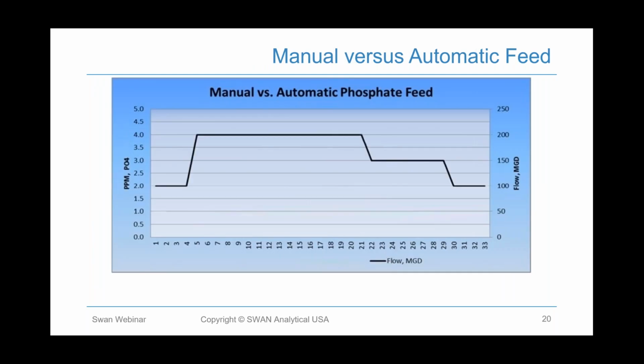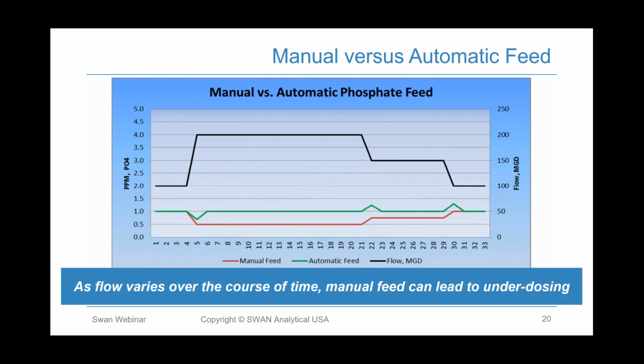So here's the flow in our plant as the day goes along. This is the line showing manual feed. So you can see as the flow goes up and we're in manual mode, our phosphate levels drop off. And then this line shows the same flow with an online analyzer controlling the feed automatically. So we see that we stay much, much closer to our target level of phosphate residual.